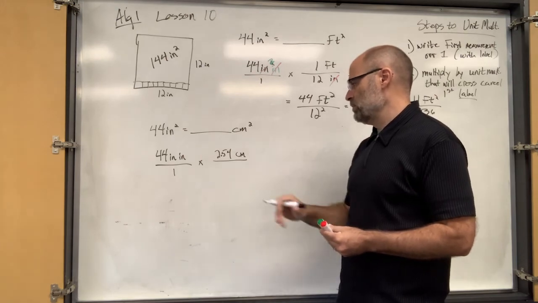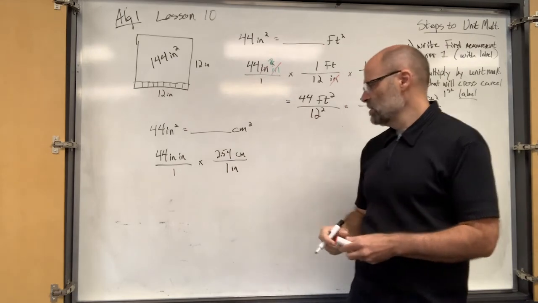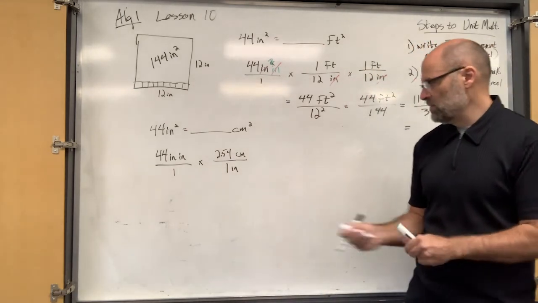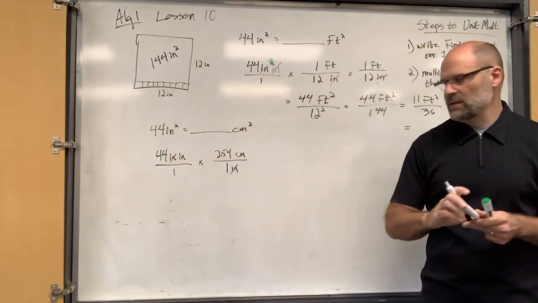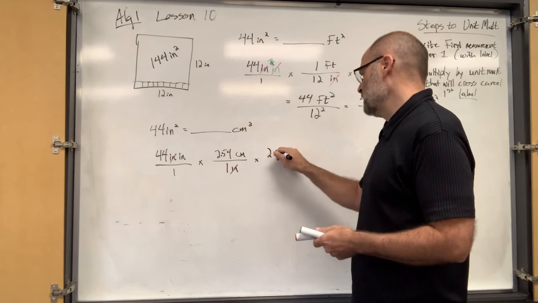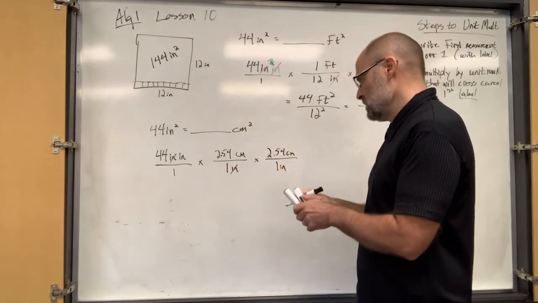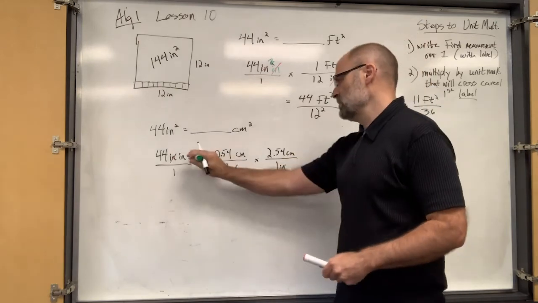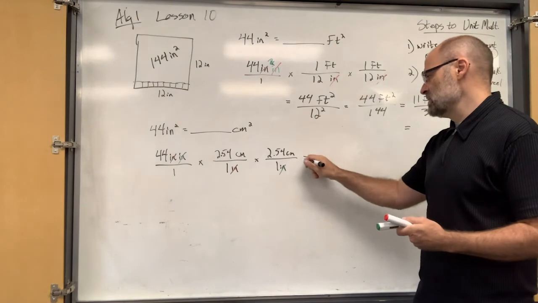Yep, because you have to cross cancel. Yeah, so now you can cross cancel. Okay? But see how that's only going to get rid of one of them. We still have another inch label. Okay? So multiply by another 2.54 centimeters over 1 inch. And that'll cancel the other one. So now you're done with those labels, and now you're stuck with this.